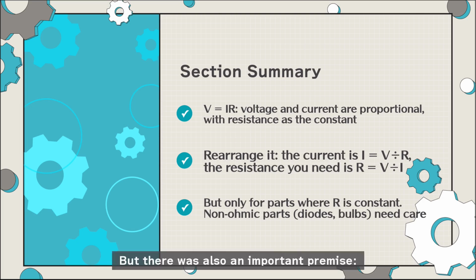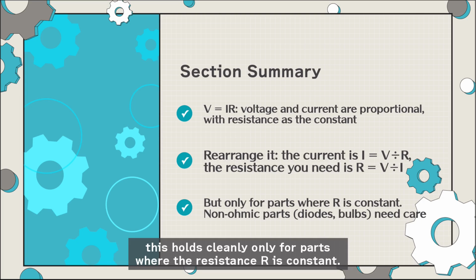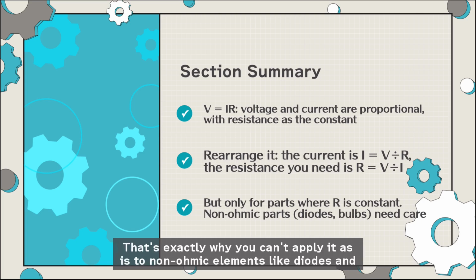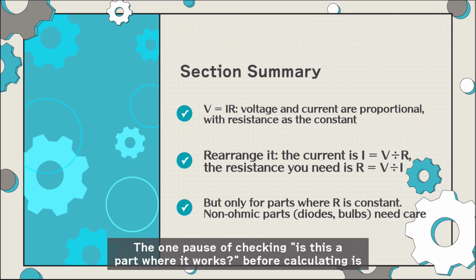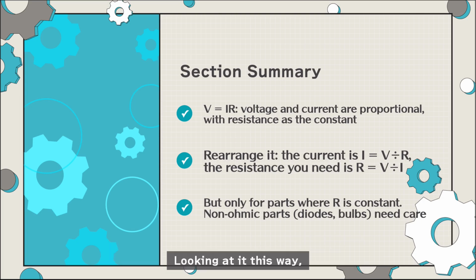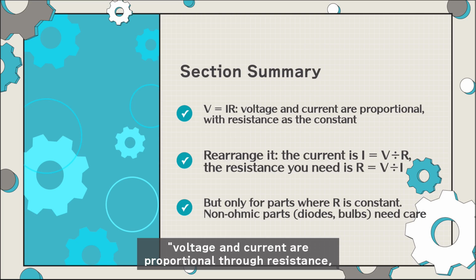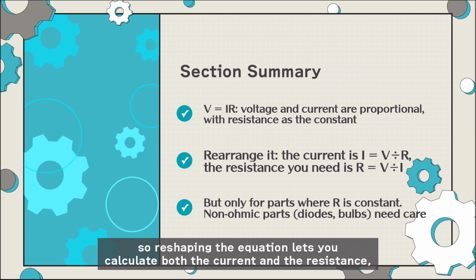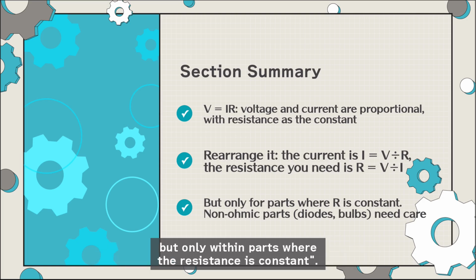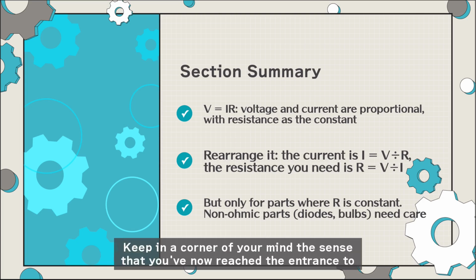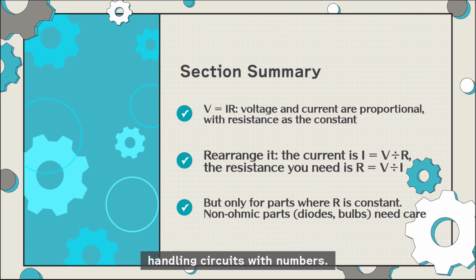And when you want the resistance, it's R equals V over I, each found with a single division. But there was also an important premise. This holds cleanly only for parts where the resistance R is constant. That's exactly why you can't apply it as is to non-ohmic elements like diodes and bulbs. The one pause of checking is this a part where it works before calculating is what pays off. Looking at it this way, today's story connects along a single thread. Voltage and current are proportional through resistance, so reshaping the equation lets you calculate both the current and the resistance, but only within parts where the resistance is constant. Keep in a corner of your mind the sense that you've now reached the entrance to handling circuits with numbers.